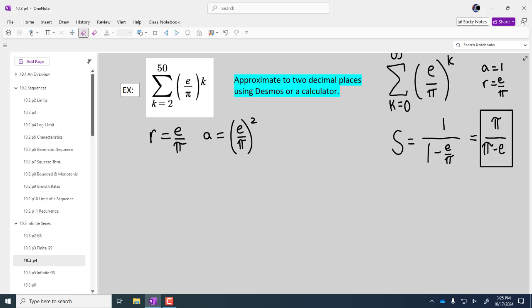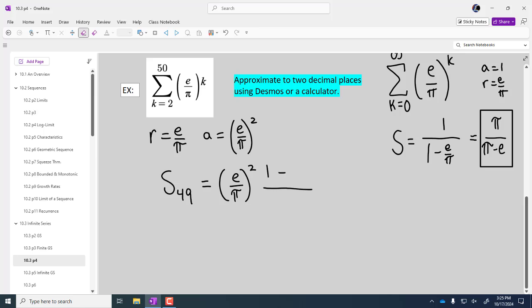So how many terms here? 49. You can subtract 1 to get to 49, or you can do upper minus lower plus 1. That also tells us we're trying to find the sum of 49 terms. We know that's going to be a, which is e divided by pi squared, multiplied by 1 minus r to the n, so e divided by pi to the 49, over 1 minus r.